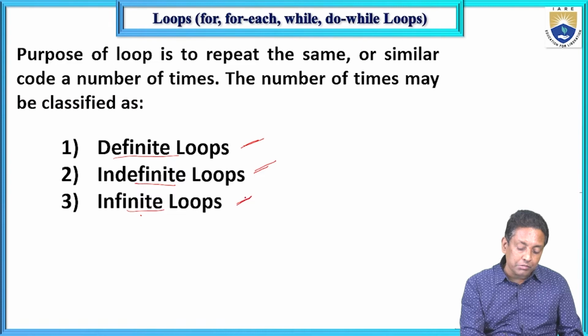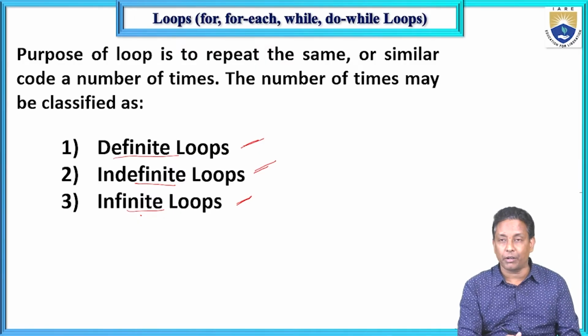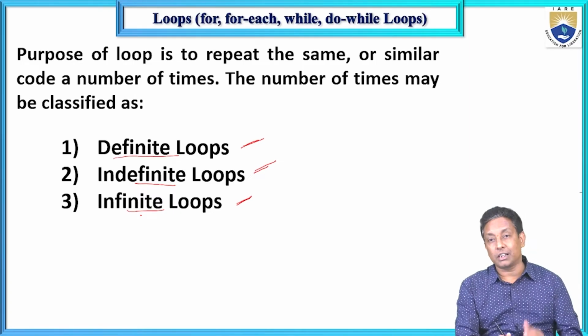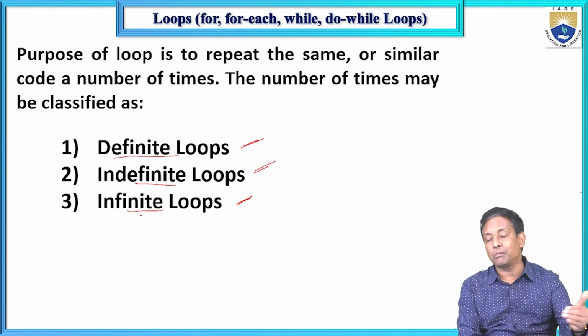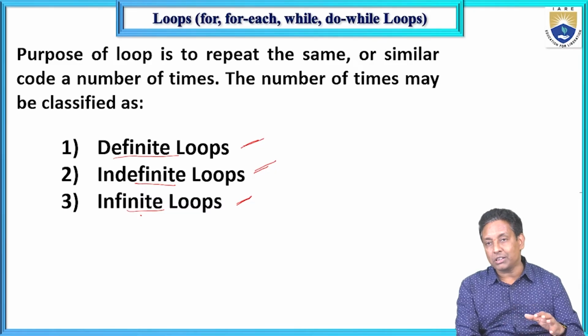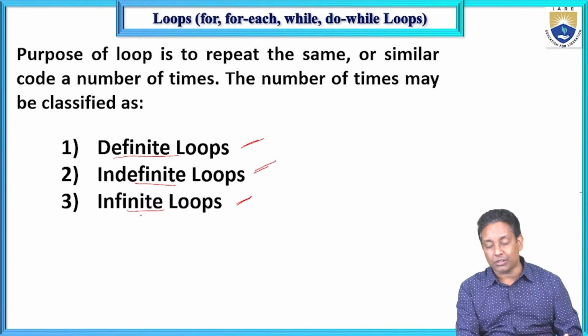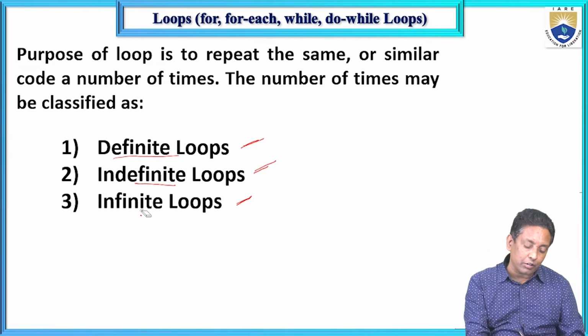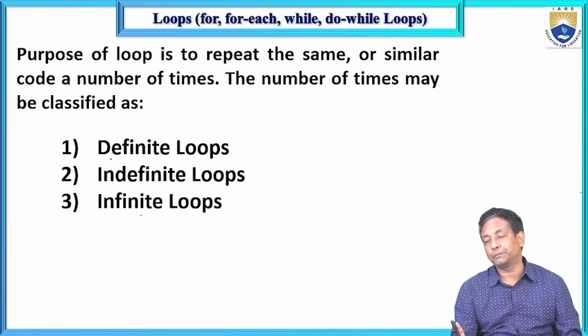Infinite loops are also used, but on very rare occasions, especially in network programming, web server implementation, or socket programming. We want the server to accept an infinite number of client requests. There is no maximum limit that a server should process only 10 or 15 clients. Once the server starts, it should keep accepting and processing an infinite number of client requests. In such cases, we use infinite loops. But in regular programming, we use definite loops and indefinite loops.